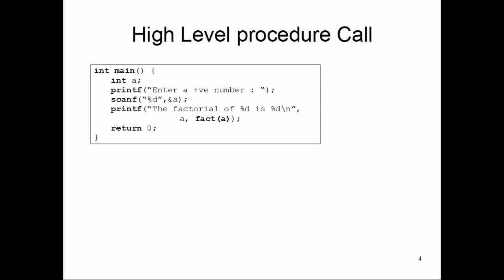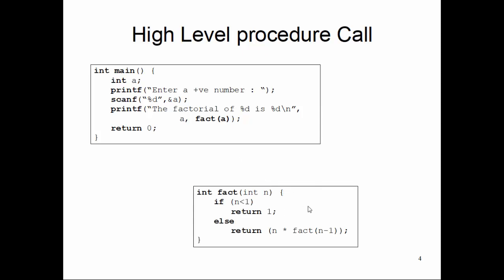One such implementation of factorial is this. I have an integer n, and the factorial of n: if n is less than 1, then return 1. We know 0 factorial is 1 and 1 factorial is 1. So if less than 1, we return 1. That is the base case for this function. Otherwise, we return n multiplied by factorial of n minus 1. This comes directly from the factorial definition.